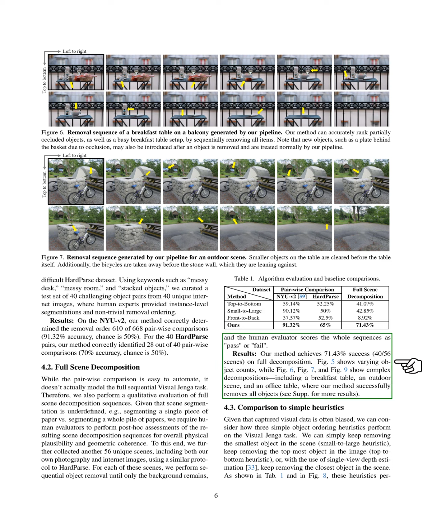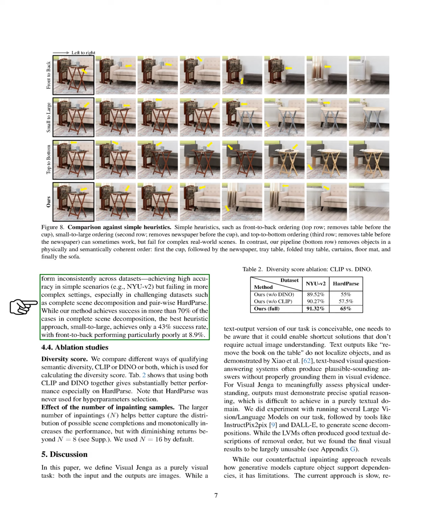Section: Comparison to simple heuristics. In this section, we compare the performance of 3 simple object ordering strategies on the Visual Jenga task, considering that the visual data we capture can be biased. We can either remove the smallest object in the scene, the topmost object, or the closest object using depth estimation. Our findings, as shown in the relevant tables and figures, indicate that these strategies yield inconsistent results across different datasets.